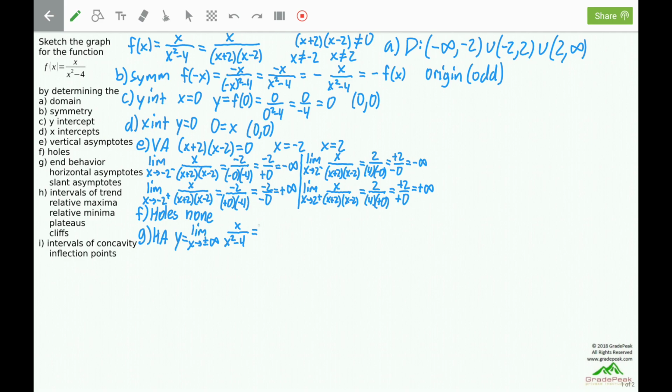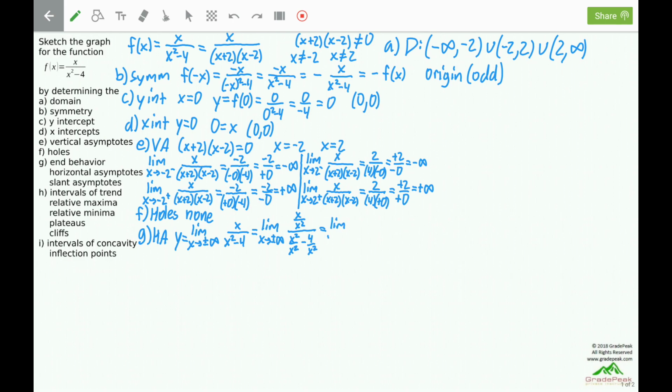But we can divide the numerator and denominator by the highest power of x in the denominator. That will be x squared. Which will give the limit as x approaches positive or negative infinity. In the numerator, we have x divided by x squared. In the denominator, we have x squared divided by x squared minus 4 divided by x squared.